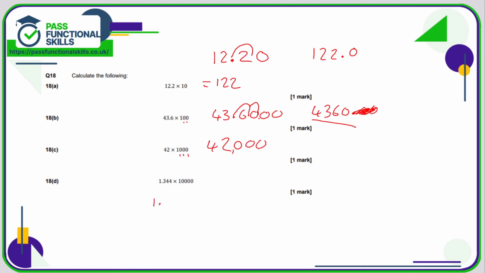D, bit harder, 1.344. Again, we might want to add some zeros so that we can see where the decimal point goes, so we can see that it sits between 2 digits. So this number is 10,000, which is 4 zeros. So we're going to move the decimal point 4 positions. So 1, 2, 3, 4. So the answer is going to be 13440.000, but we don't need the 0.000. We can just get rid of that. So the answer is 13,440.